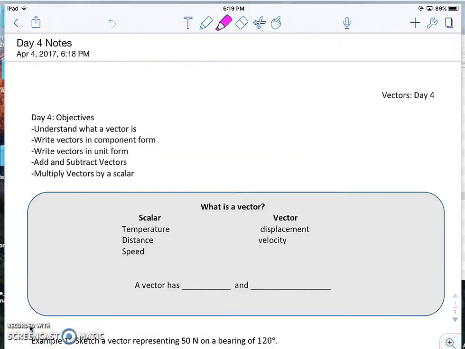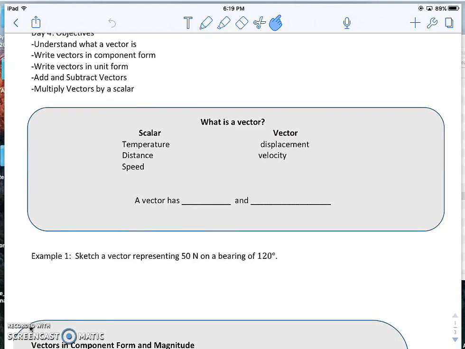Today we're going to take a look at the day 4 notes and we'll be reviewing our first 3 days of vectors. So the first thing we're going to take a look at is what is a vector? And you guys might remember this from looking at the boat investigation. A vector has two components here.